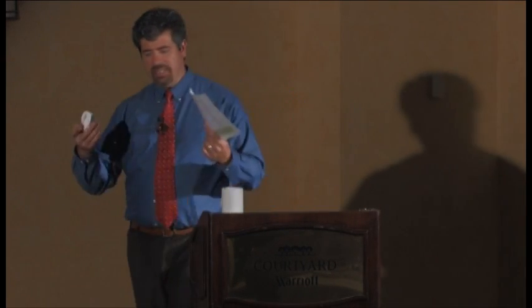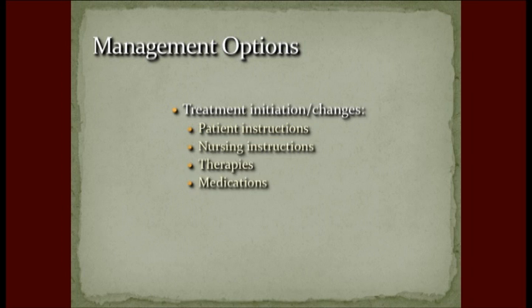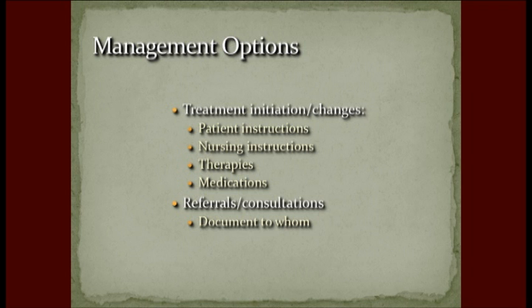So we have diagnoses. That's easy. What are diagnoses? Diagnosis is the list we have on the chart. What are treatment options? Treatment options is very specific to Medicare. Okay? This is what a treatment option is. It's an initiation of a treatment, a change of a treatment, including patient instructions, nursing instructions, therapies, medications, or referrals. Those are treatment options. And so I have to have at least 3 or 4 diagnosis or treatment options.